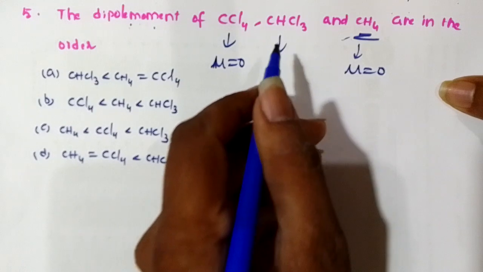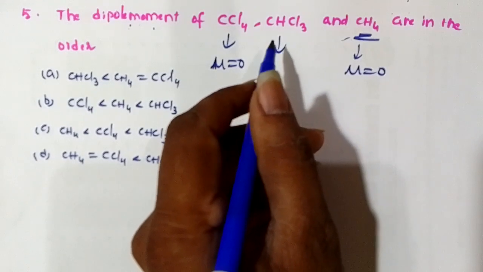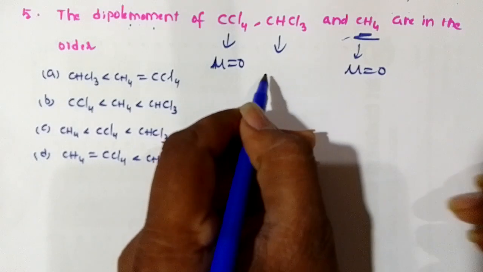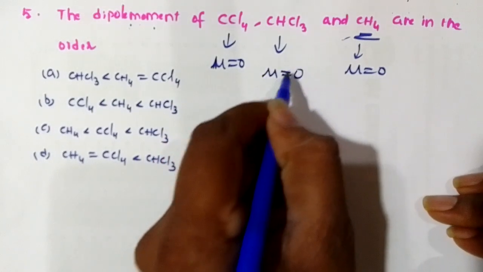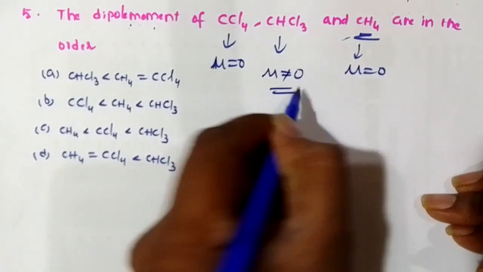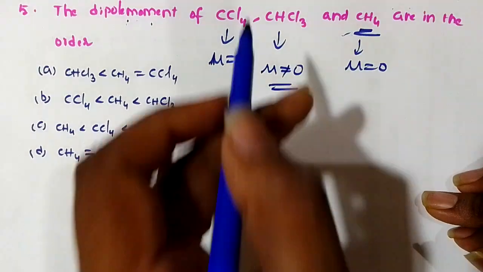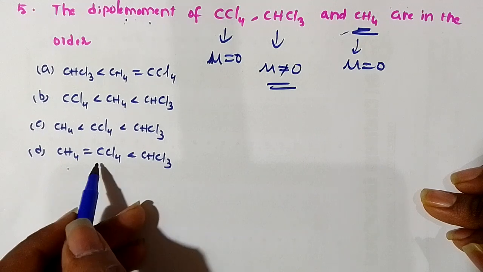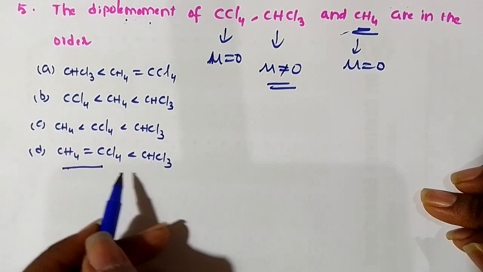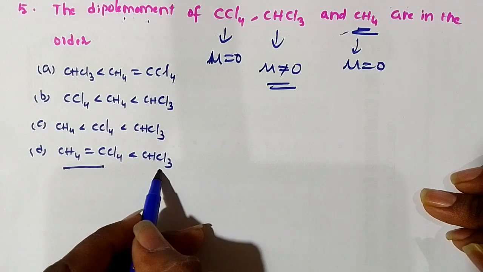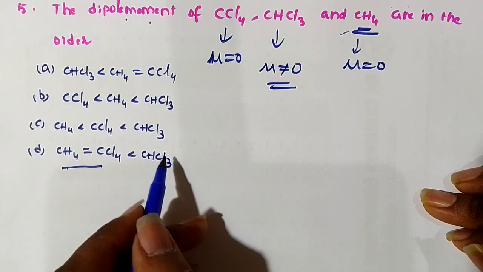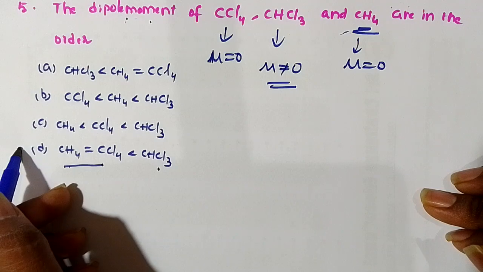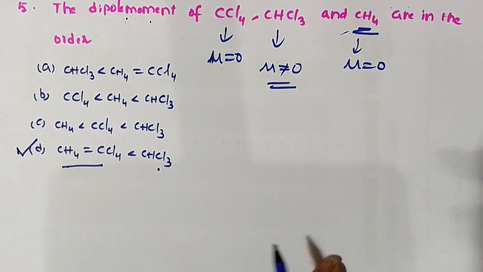Even though it is tetrahedral, the molecule is not symmetrical, so mu is not equal to 0. It has some dipole moment. But CCl4 and CH4 have dipole moment 0, and CHCl3 has a dipole moment. So its dipole moment is greater than these molecules. The correct order is like this, D.